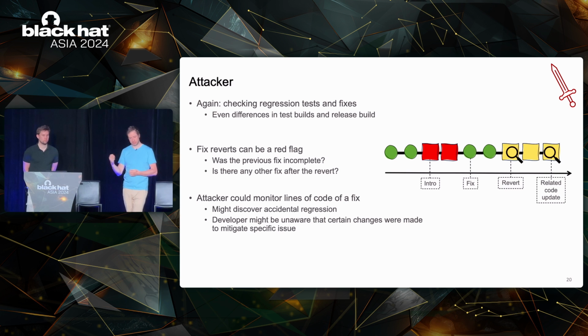And then finally, the attacker could also monitor certain lines of code of a fix. Because if there are adjustments being made to the fix, then it might be that the fix becomes undone, and then the vulnerability will be reintroduced as a regression. So that could also be valuable for an attacker to look into specifically.